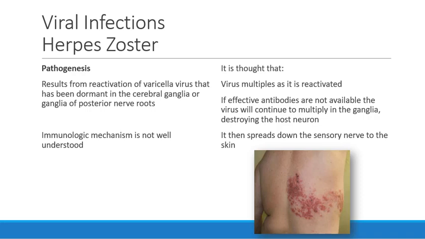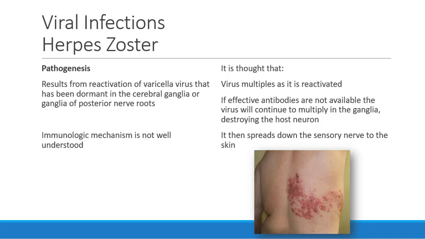Pathogenesis, it results from the reactivation of the varicella virus that has been dormant in the cerebral ganglia or ganglia of the posterior nerve roots. So after somebody gets through the chickenpox, it stays within the body and hangs out in these areas. The immunologic mechanism is not well understood. It's thought that the virus multiplies as it is reactivated. It's usually brought on when somebody is in an immunocompromised state that may be associated with stress, advancing age, having an underlying malignancy, having an organ transplantation, or those individuals that might have AIDS.